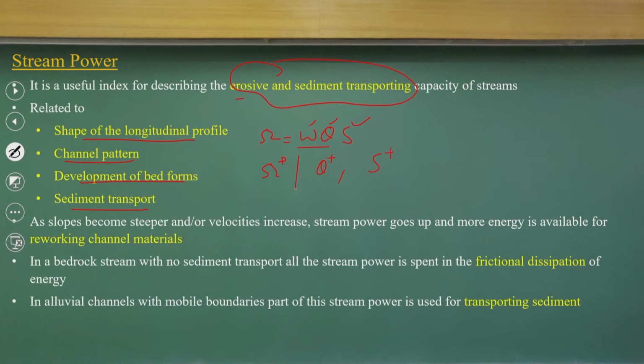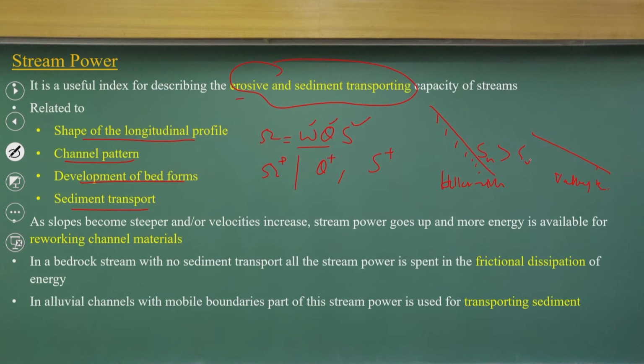A hilly river, which has more slope, has more stream power with the same discharge than if it flowed in a valley river, because the slope of the hilly area is larger than the slope of the valley area. The more slope, the more stream power there is.